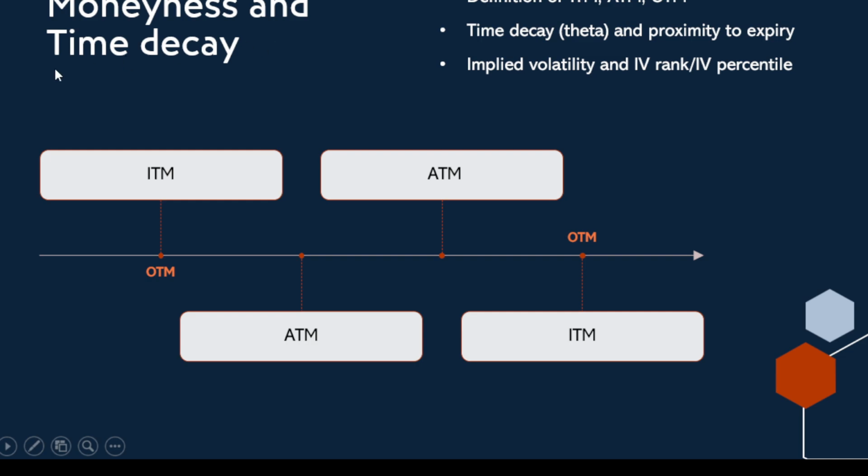This is the moneyness and time decay, where you can see that the price is moving upside. ITM is the in the money, and OTM is the out of the money, which is not involved in that particular price. The OTM has very little theta compared to ITM. Time decay is equal to theta, which relates to proximity to expiry, and implied volatility, and IV rank and percentile. IV percentile plays an important role for pricing the options.